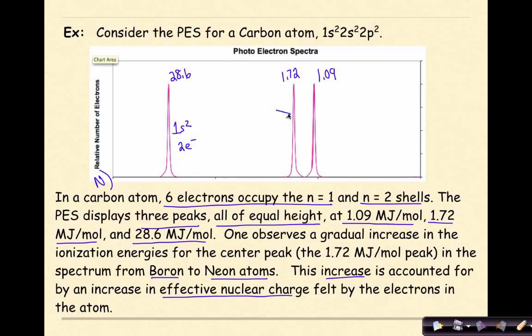This peak right here would represent 2s2 with 2 electrons. And finally, this peak right here with the lowest energy level would represent 2p2 with also 2 electrons.